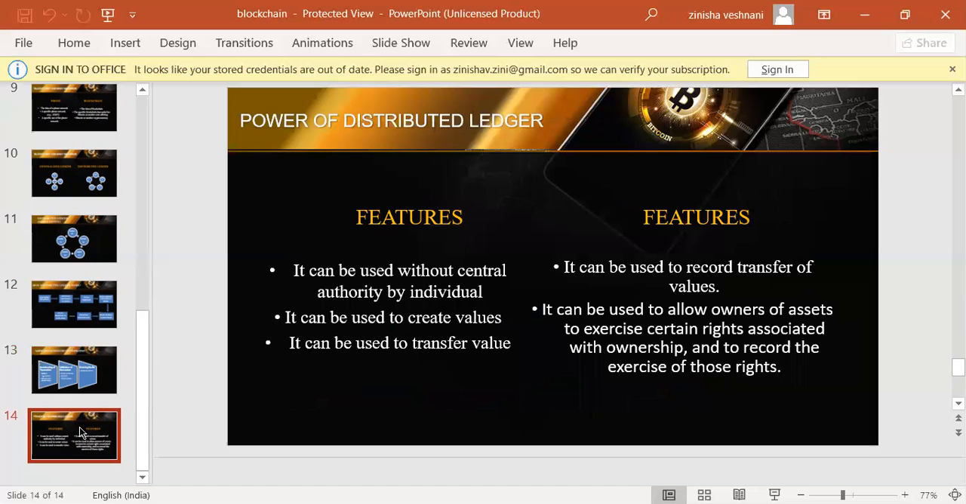The power of a distributed ledger is that it can be used without a central authority by individuals. It can be used to create values. It can be used to transfer values. It can be used to record transfer of values. It can be used to allow owners of assets to exercise certain rights associated with ownership, and to record the exercise of those rights. So we have discussed a lot. Let us move further.